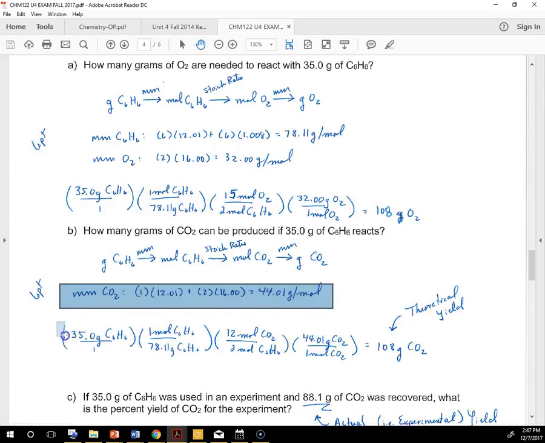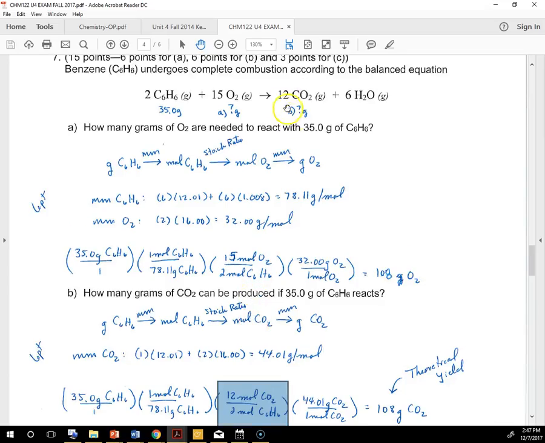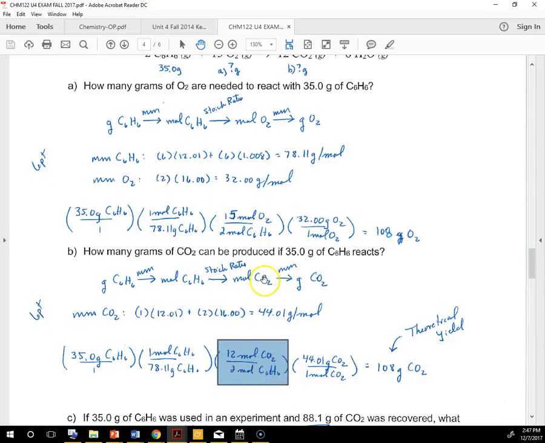So actually, it's kind of deja vu. The first 2 terms are the same as you worked in the earlier problem. We're going to use the grams of C6H6 and the molar mass of C6H6 to get to moles of C6H6. Then we have our stoichiometric ratio. From the stoichiometric coefficients, we have 12 moles of CO2 formed over 2 moles of C6H6. That will get us from moles of C6H6 to moles of CO2.